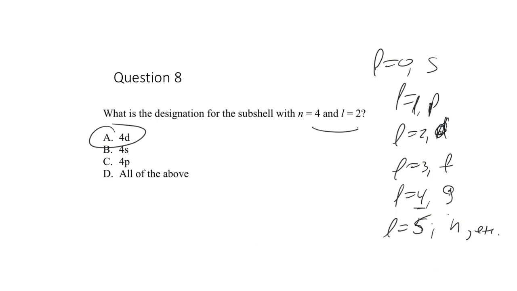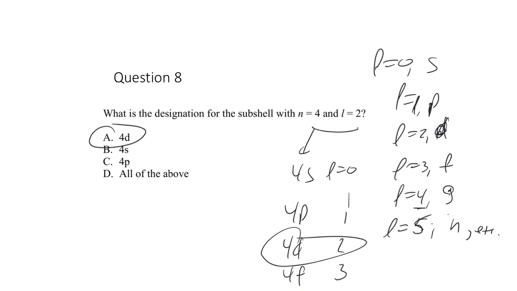Now, don't confuse yourself. You could have the 4S, the 4P, the 4D, and the 4F subshell. It's just that your L is going to be 0, 1, 2, or 3.